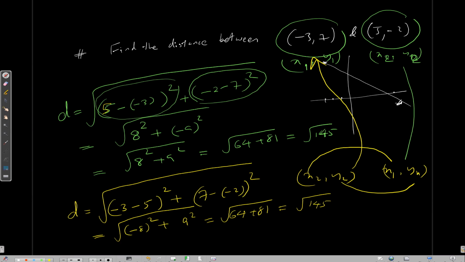But as a practice, it's better to, within x1 and y1, x2, if you call this x2, you must call the other partner, the other guy, y2. That's the only thing that you have to be careful with this formula.